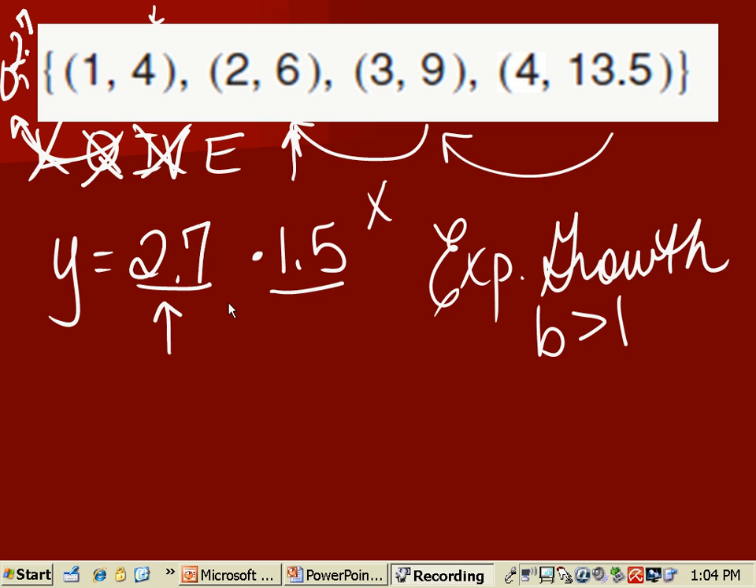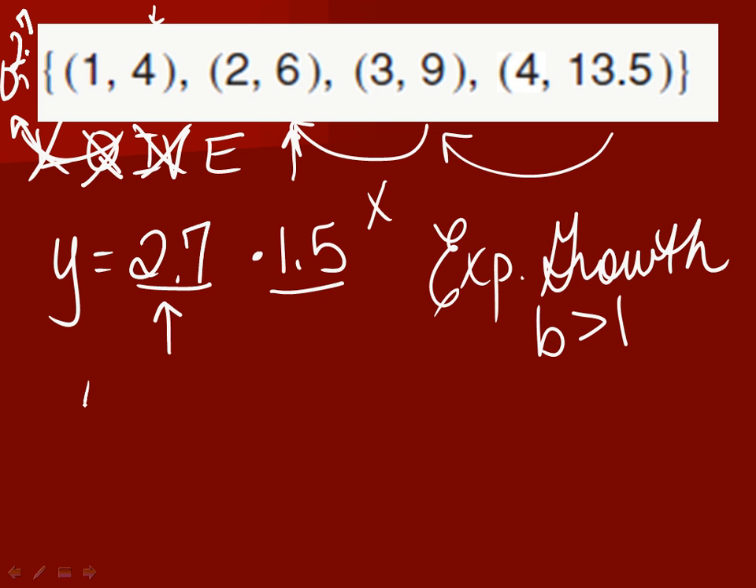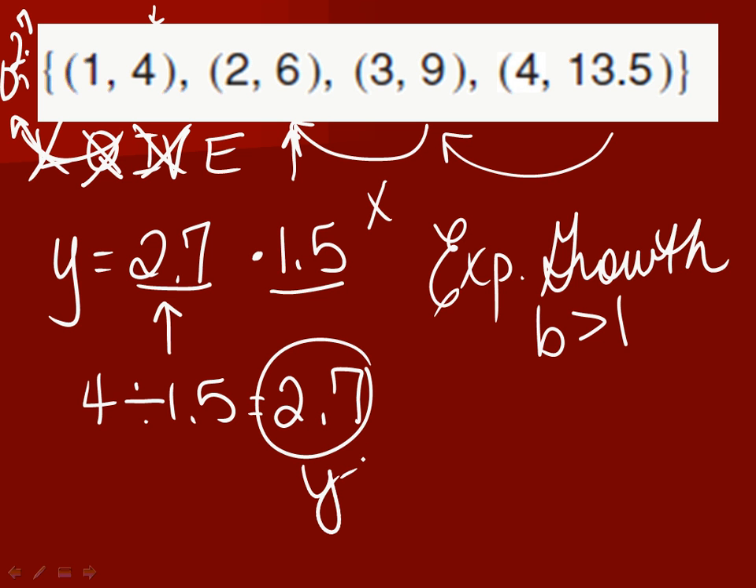I got 2.7 by taking the 4 and dividing by 1.5. So when I go forward, I'm multiplying by 1.5. But when I work backwards, I have to divide by 1.5. And that gave me 2.66666, which is 2.7. And that's my y-intercept.